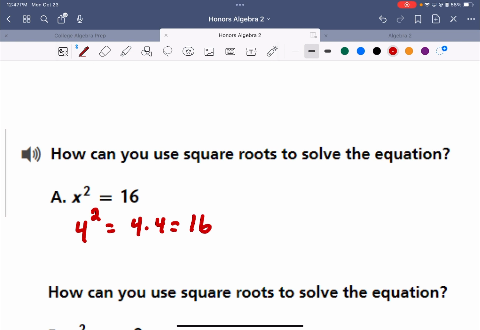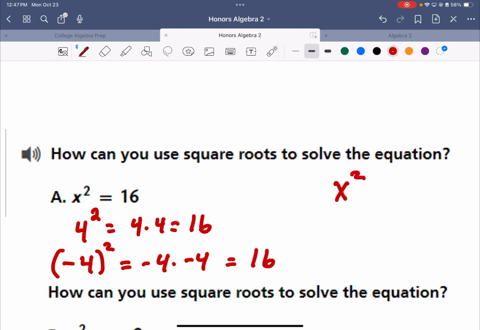And that one's usually pretty obvious. Nobody ever really forgets that one. But you also have to keep in mind that not only is 4 an answer, but so is negative 4. Because if we're squaring negative 4, that means I have to take negative 4 times negative 4, and a negative times a negative gives us a 16 as well. So it makes sense to do both the positive and negative of your answer.